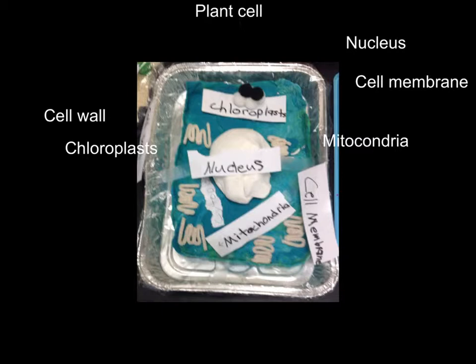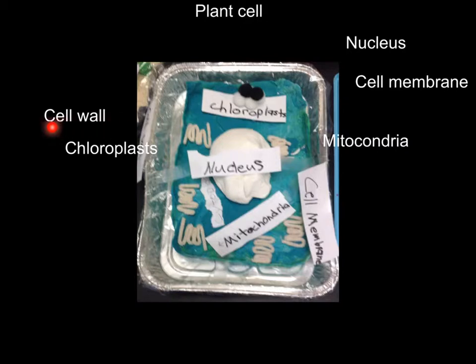Now I will be talking about the cell membrane. The cell membrane is almost like this plasticky look around it, and that is kind of like a screen window. It lets things in that should come in, and it doesn't let things in that shouldn't come in. So that is the cell membrane, and that also helps protect the cell too.